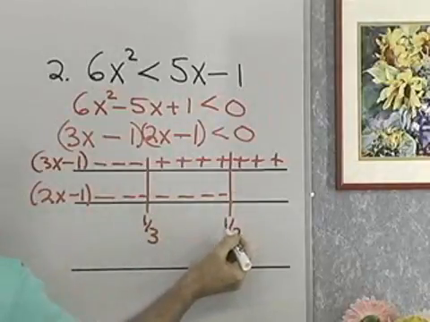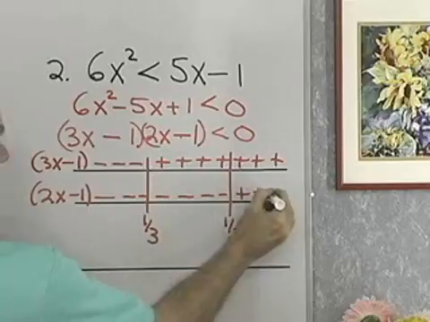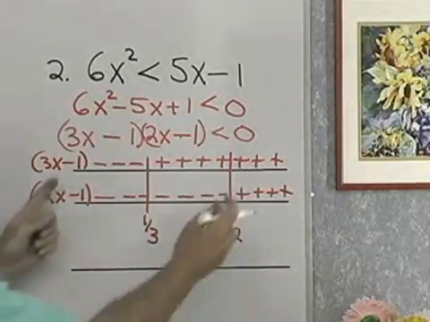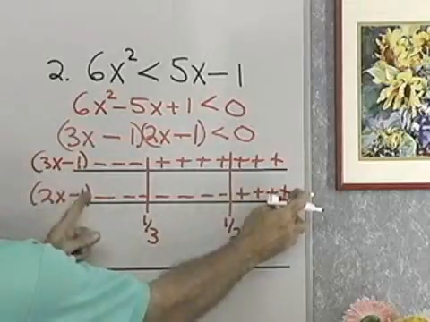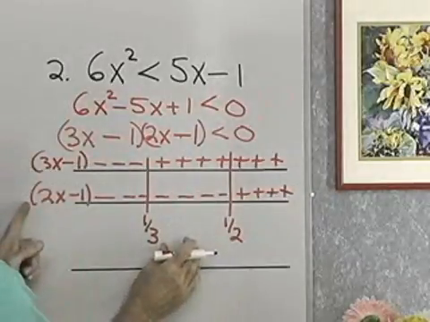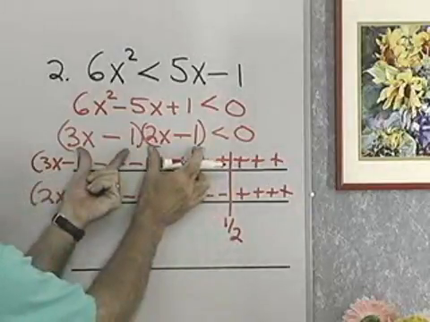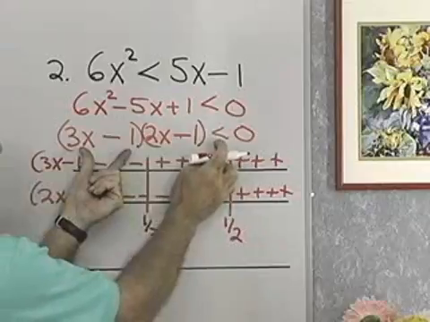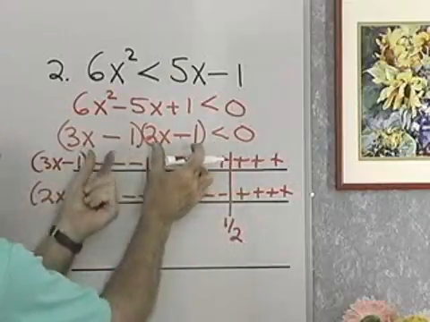And for numbers greater than 1/2, 2x minus 1 will be positive. So here I have the signs, positive and negative, of my two factors all along the real number line. I look back to my original inequality and see I want the product of these two factors to be less than 0. So I want this product to be negative.